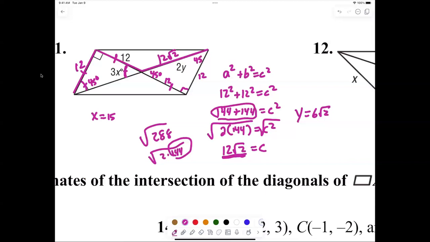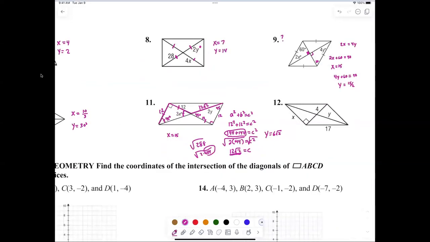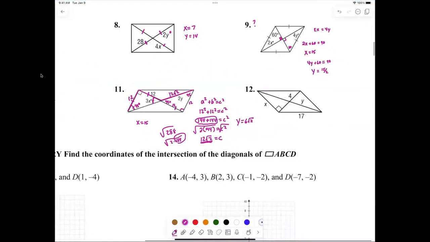All right, you guys, come on now. Some of you guys are working a little bit harder than others now. All right. These are kind of tricky, trickier than what I thought. Anybody have any problem with 6 radical 2 being the value of y?